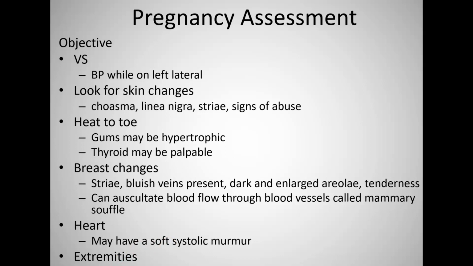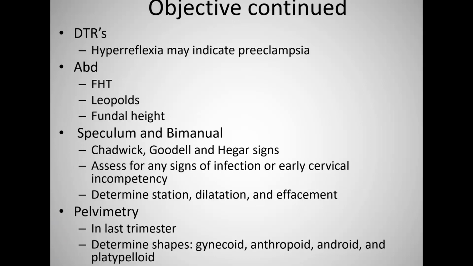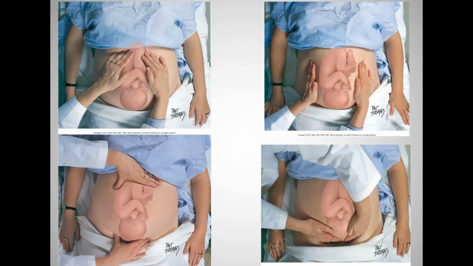Do they have dependent pitting edema, where dependent means it's in the lower extremities because everything is pulling down? So you're going to assess for all of those things. Deep tendon reflexes: if they have hyperreflexia, they may indicate preeclampsia. Like I said, that's what I had.